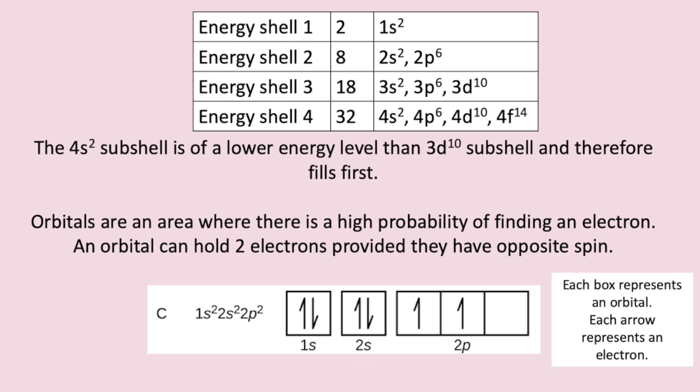If we're doing potassium, it has 19 electrons. So we have 2 in the 1s subshell, 2 in the 2s subshell, 6 in the 2p subshell, 2 in the 3s subshell, 6 in the 3p subshell, and we must fill the 4s subshell before we fill the 3d subshell. So, we can put the final electron in the 4s subshell. The configuration is 1s2, 2s2, 2p6, 3s2, 3p6, 4s1.